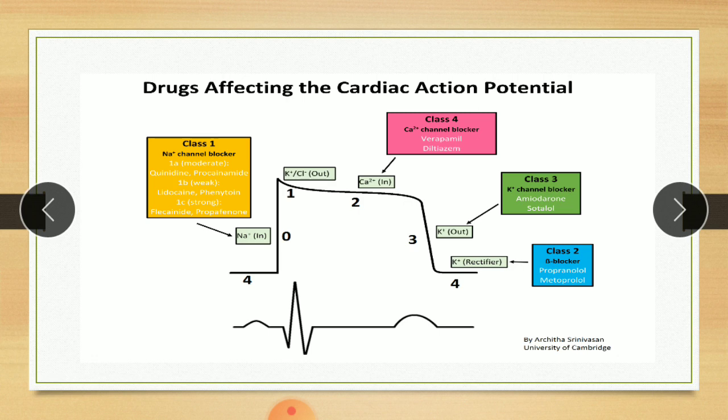So this image shows how and where these various classes of antiarrhythmic drugs act on which step of this cycle. For example, here we see class 1 drugs, which act on phase 0, that is the initiation of depolarization phase. So these drugs act on this phase. Class 2 acts on phase 4. Then class 3 acts on phase 3. Class 4, that is calcium channel blockers, acts on the plateau phase, that is phase 2.